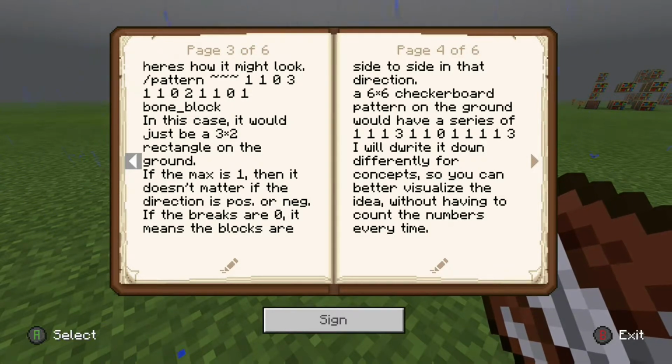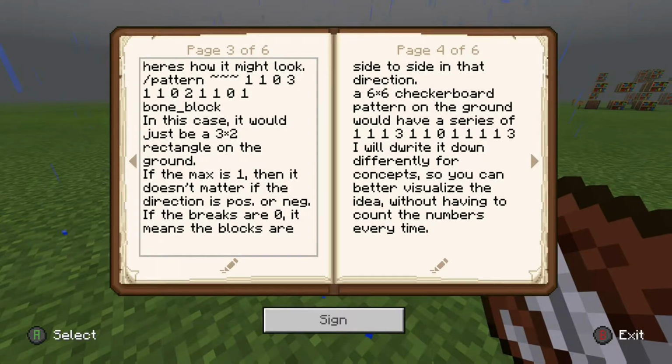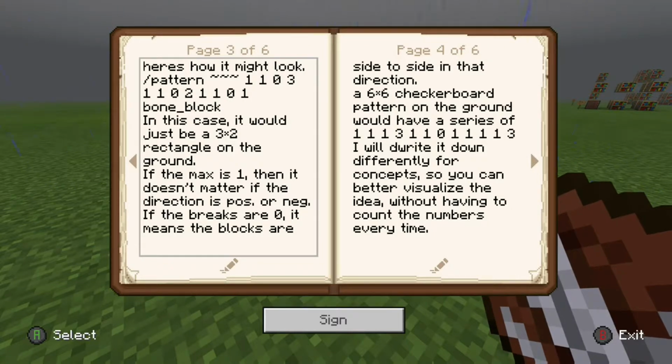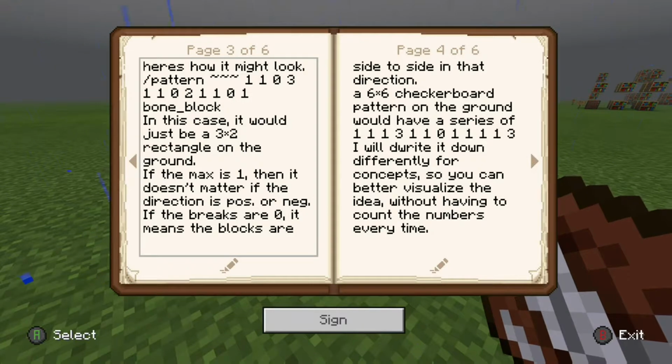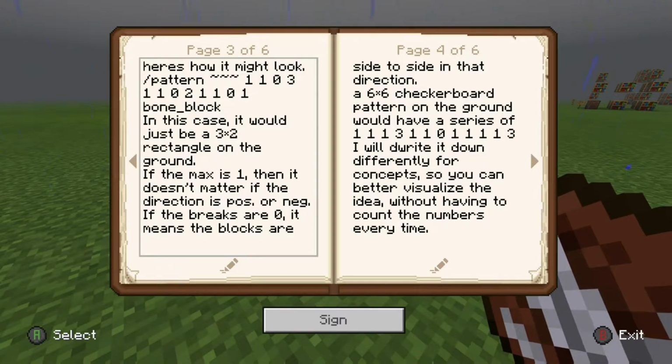And the same thing for the, did I write this down 1, 1, 0, 2? I did write this down wrong, so pretend that the 1, 1, 0, 2 is behind the 1, 1, 0, 1. That way it's lying on the ground. Or you can look at it the way it is and pretend that it's a 3x2 rectangle sticking up out of the ground going in the positive Y direction. But ignore this, it's kind of wrong. Anyways, if the max is 1, then it doesn't matter if the direction is positive or negative, because you're only going to have that 1 layer.